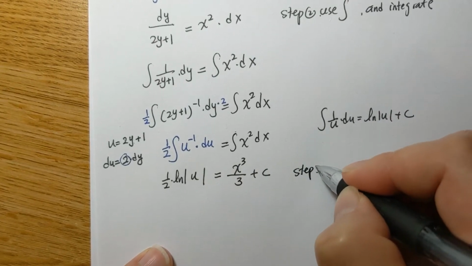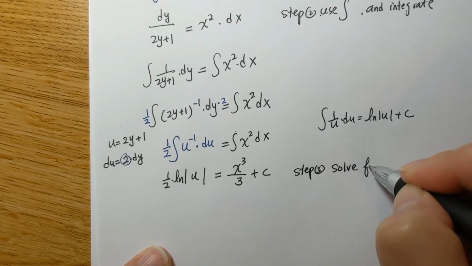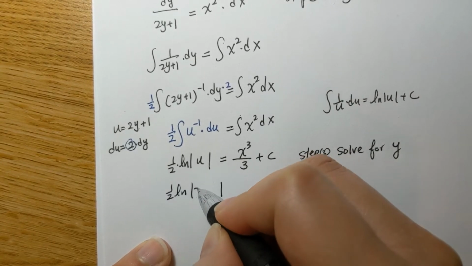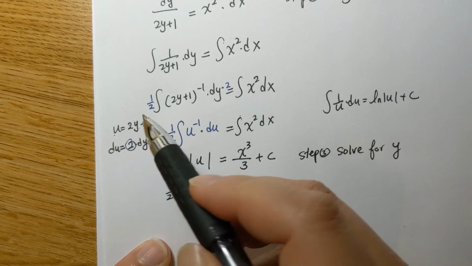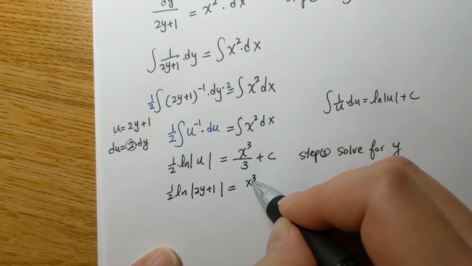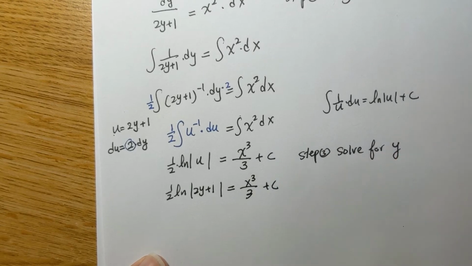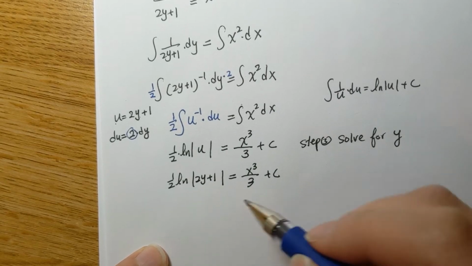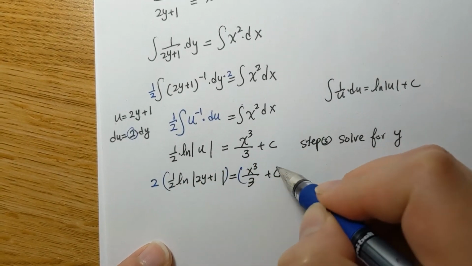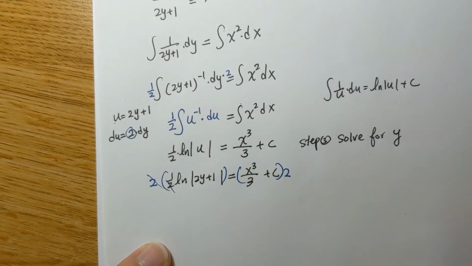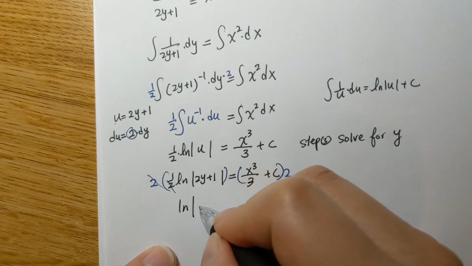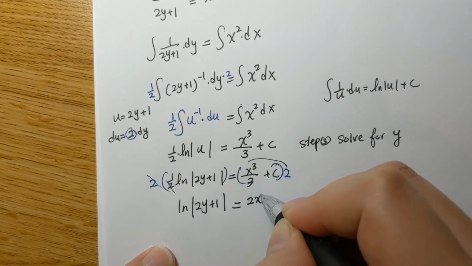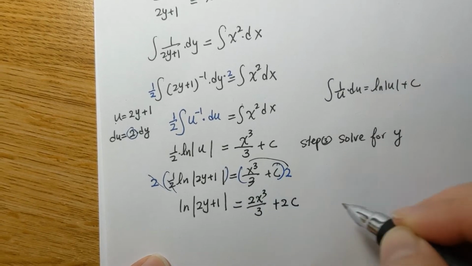Now step 3, we're trying to solve for y. Now we have a u over here, so we're going to substitute the 2y plus 1 back, because u equals 2y plus 1. And then we're going to copy this over here. We want to get rid of the half in front of the ln. So we multiply by 2, so this cancels out. So we get ln absolute value 2y plus 1, and multiplying each term, you get 2x cubed over 3 plus 2c.